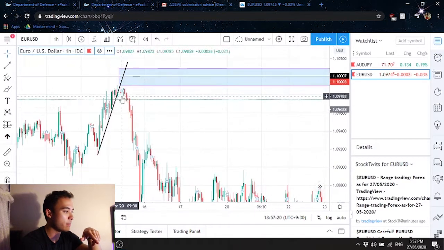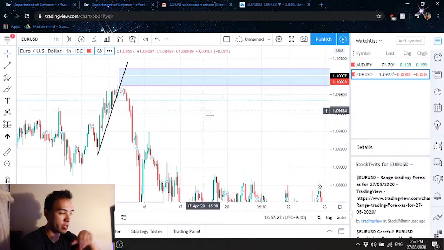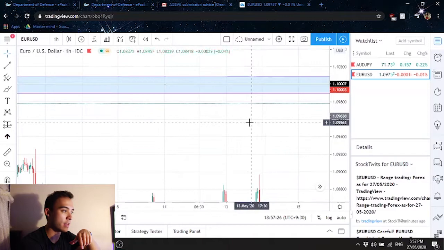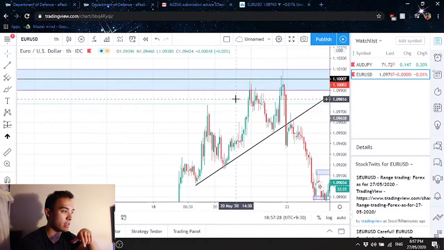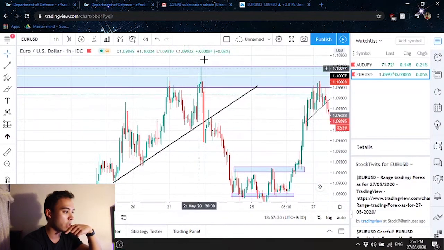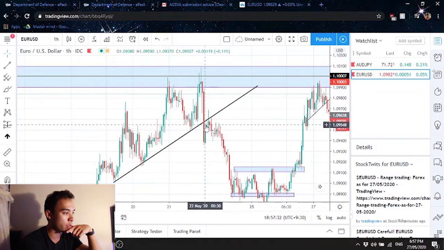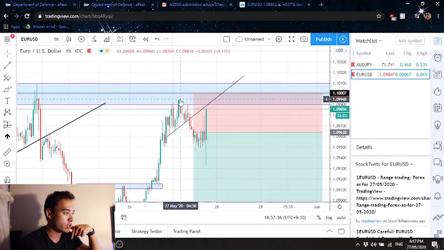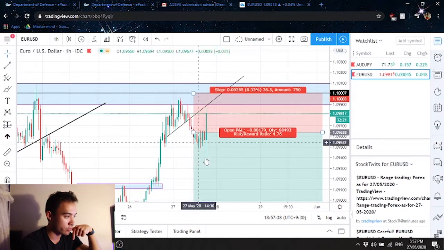So as you can see, boom, touch, break that trend line, drop. Touch, break trend line, drop. And this is one of the trades that I did last week or this week. So touch the trend line, boom, break the trend line, drop. And again here, touch the trend line, break the trend line, drop.